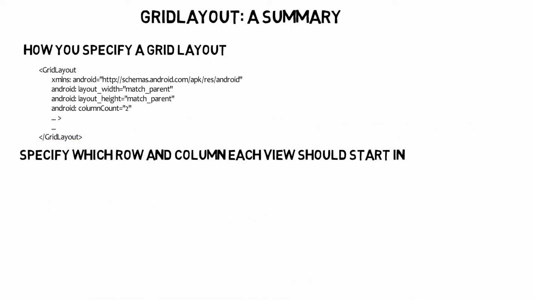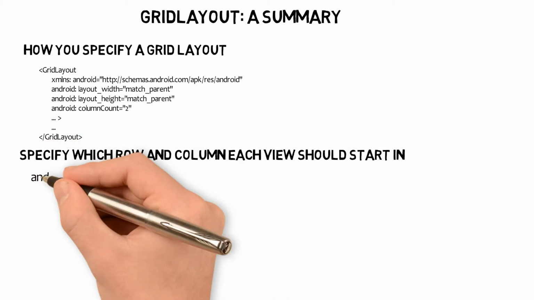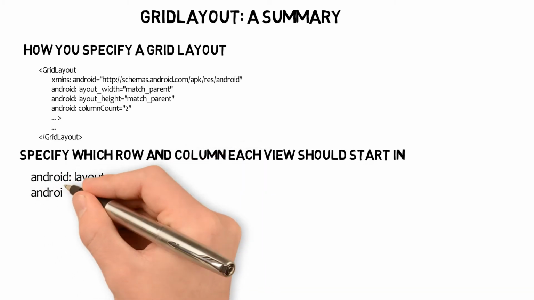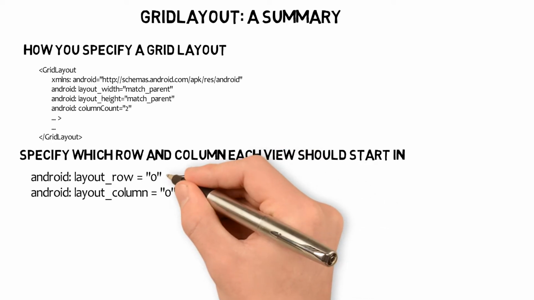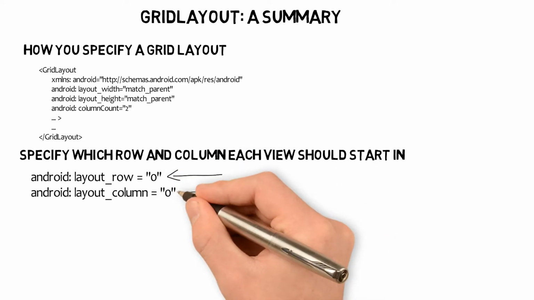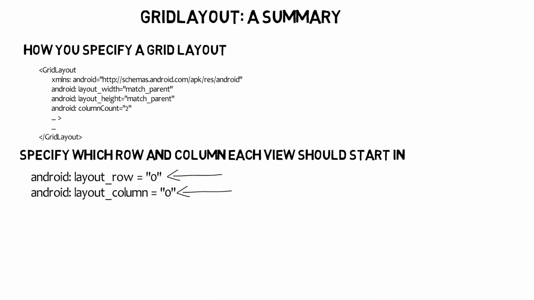Specify which row and column each view should start in. You use the Android layout row and Android layout column attributes to say which row and column you want each view to appear in. The row and column indices start from 0, so if you want a view to appear in the first column and first row, you use Android layout row is equal to 0, Android layout column is equal to 0.